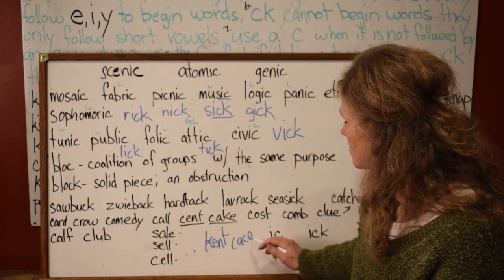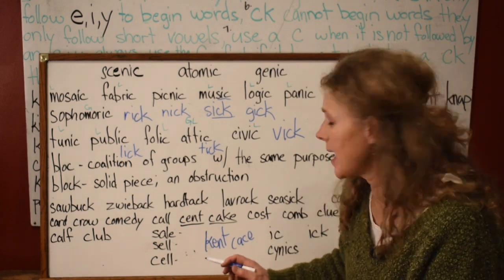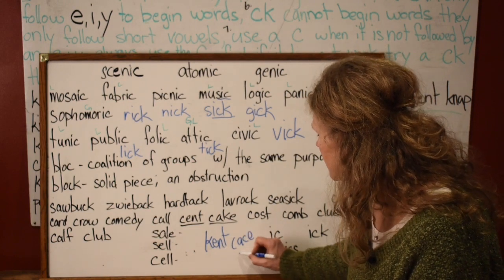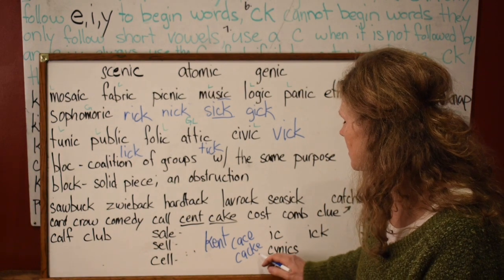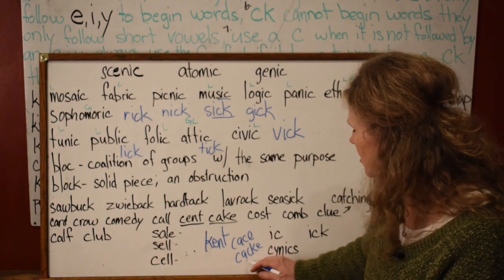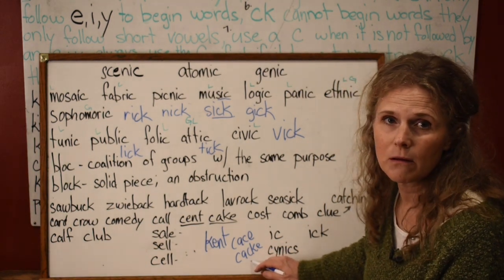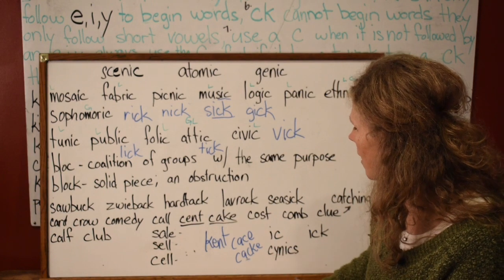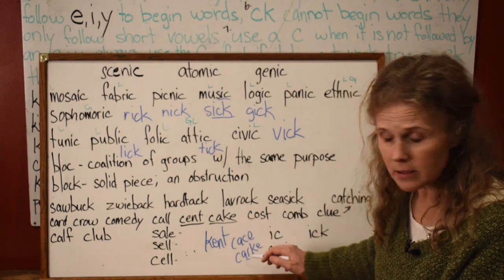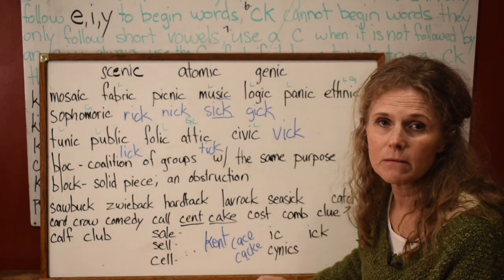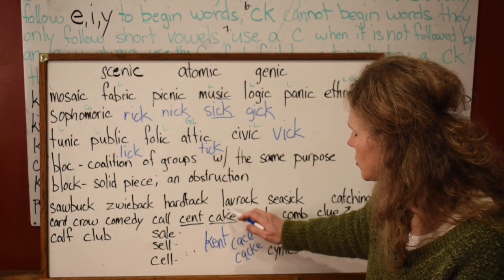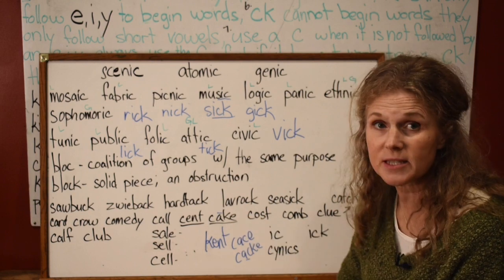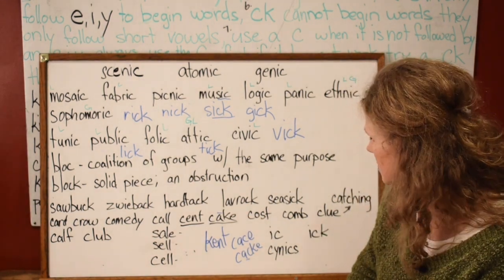So if we want the K sound, we can't spell it C-A-C-K-E because this is not a short vowel. This is a long vowel. Does that make sense? So it has to be a K. So this can stay long, and you couldn't have two in between here because we want this to stay long. Does that make sense? Yeah.